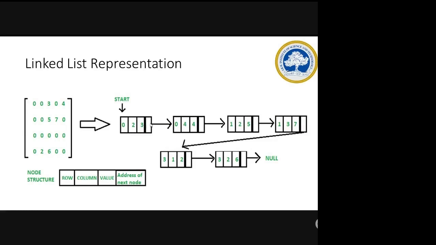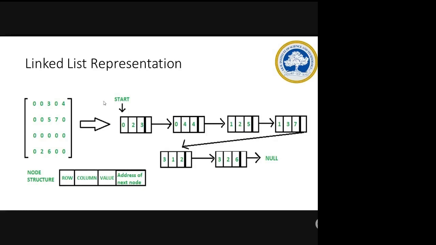So now this field will hold the address of the value 4. This field will hold the address of the value 5. This field will hold 7's address, this field will hold value 2's address, and this field will hold the address of 6. Finally, there are no more values, so my last address is always null. Null means empty, no address. It indicates the end of the list. Okay, this is your linked list representation.